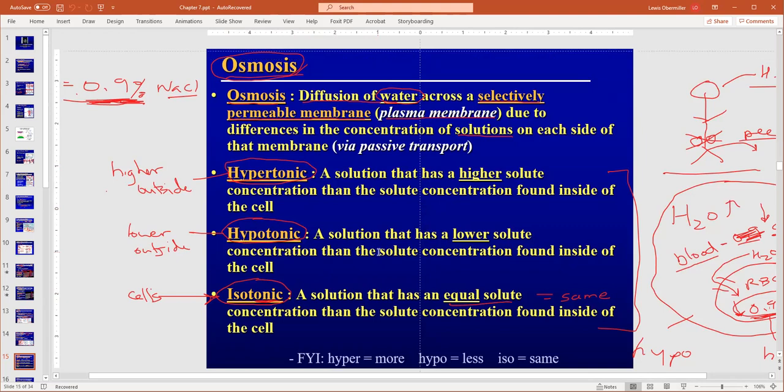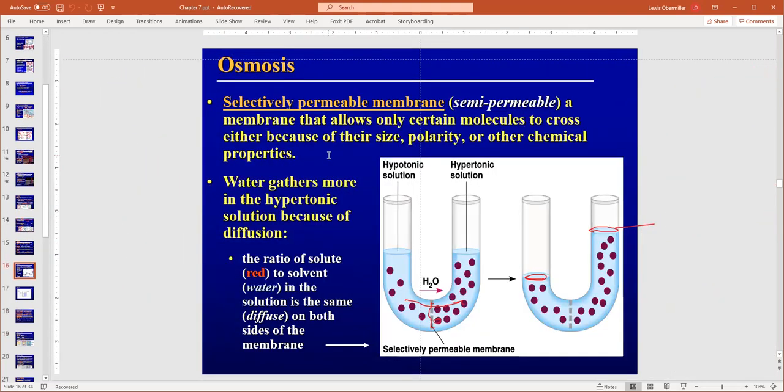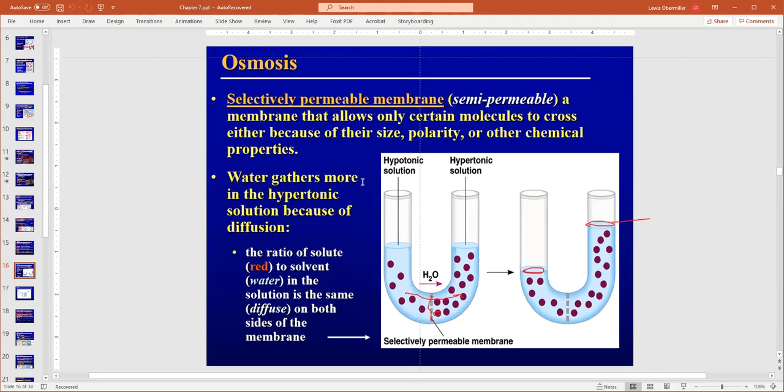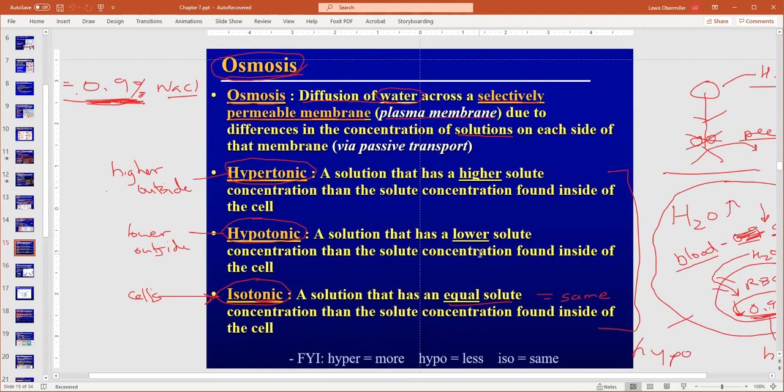And this is how cells like to be. Animal cells like to be isotonic. Plant cells like to have a little water because that gives them pressure against them. So they like to be in a hypotonic solution. Remember, water goes in in a hypotonic solution, because remember, water runs in in a hypotonic and runs out in a hypertonic.